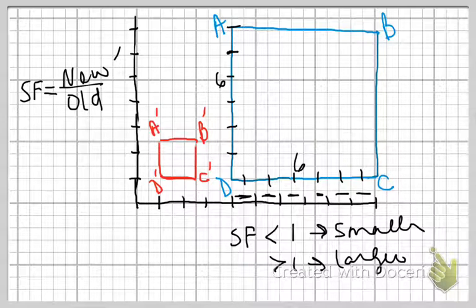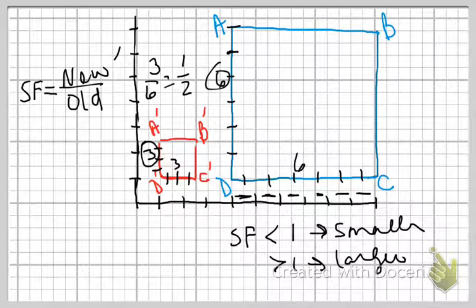Okay, let's check my other shape. 1, 2, 3, 1, 2, 3. So this is 3, a perfect square. So you can see that the new is 3 and the old was 6. See the 3 and the 6. If I reduce that, I get 1/2. So my scale factor is 1/2.